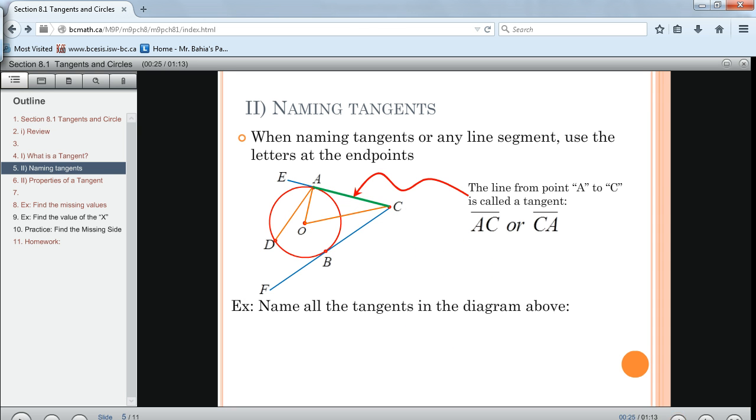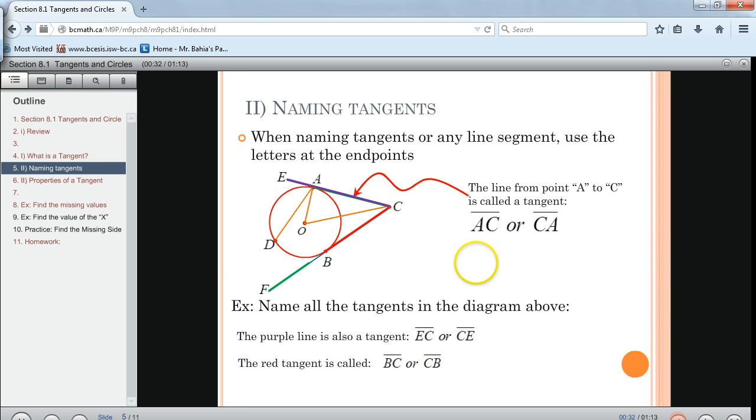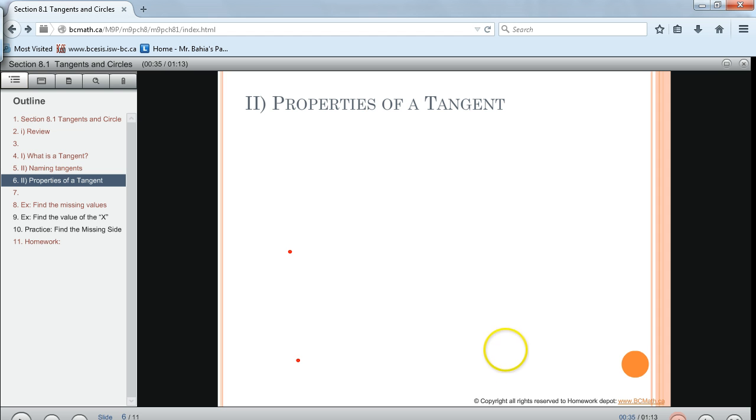Yes. Another one. Let's see if you can find some other ones here. What about EC? Would that be a tangent? Yes, it is. That purple line EC, which you could also call CE, would be a tangent. Remember, that's how you write down line segments. A line on top and the letters that it connects from. Another one would be this red line here, CB or BC. And then FC or CF is also another tangent. So those are tangents. Those other lines were not.